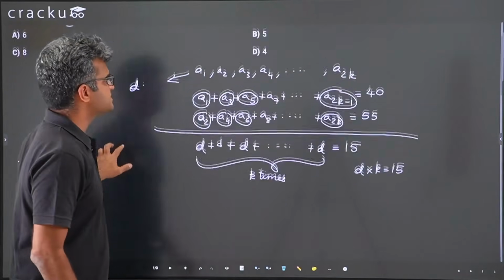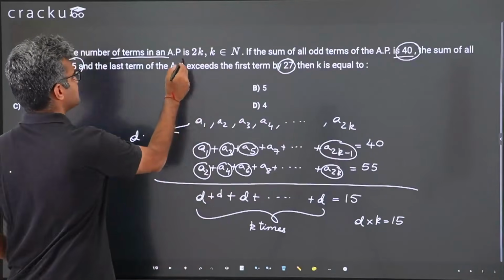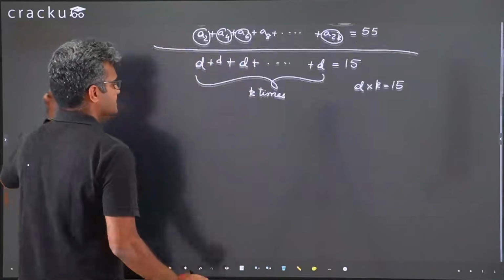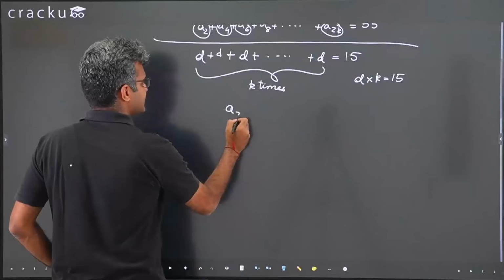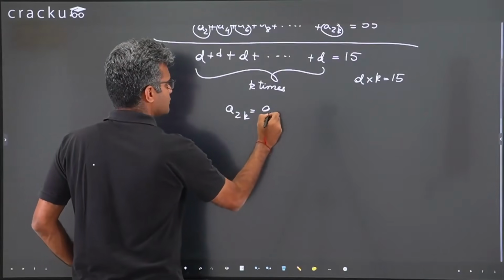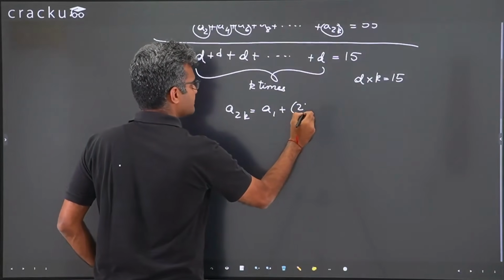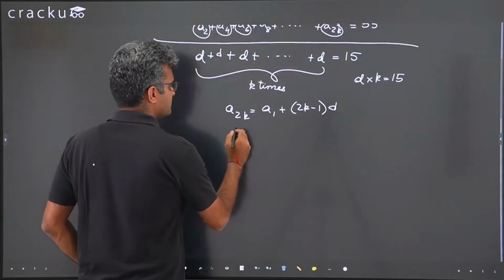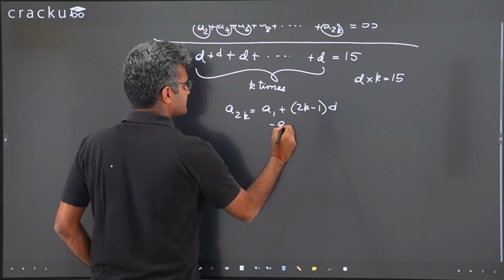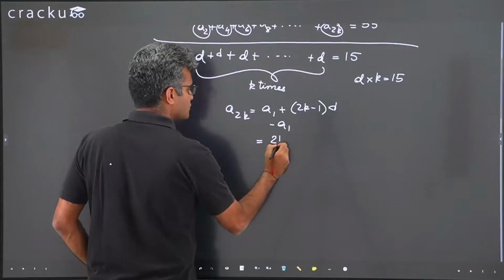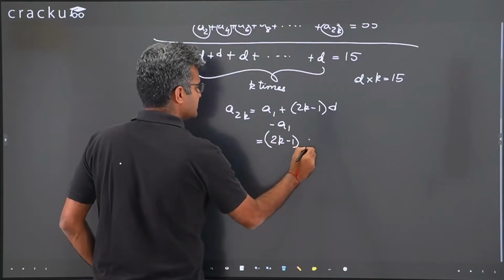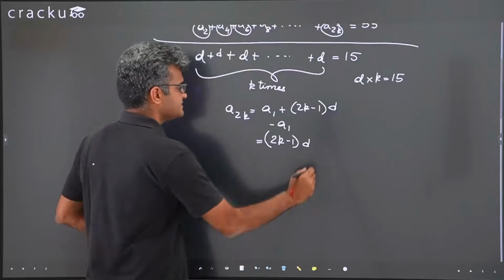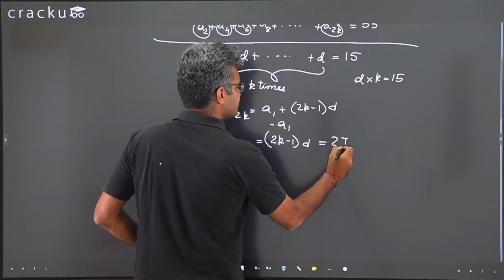We are given one additional piece of information. We are told that the last term of the AP exceeds the first term by 27. What is the last term? The last term is a2k, which is equal to a1 plus 2k minus 1 into d. This minus a1 will be simply equal to 2k minus 1 into d. This is the difference between the last term and the first term. This we are told is equal to 27.